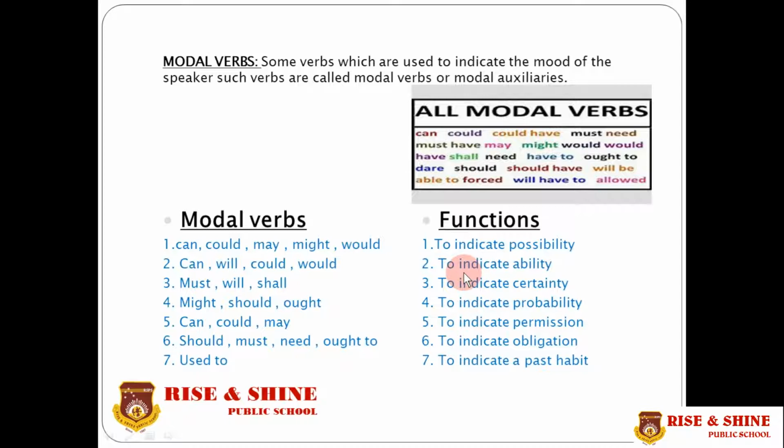The next category, which is grouped as might, should, ought, is used to indicate probability, which means something is likely to happen or be the case.